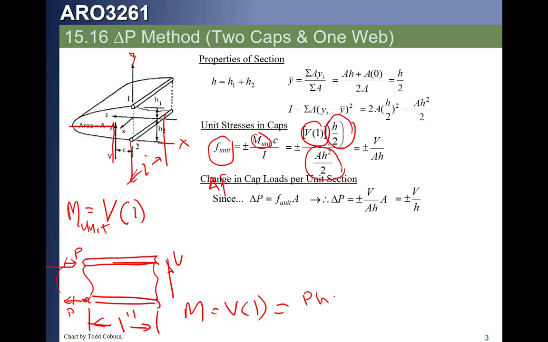That means that little P, which is actually a delta P since it's per unit inch, is going to be equal to V over H. The same exact thing that we found here.